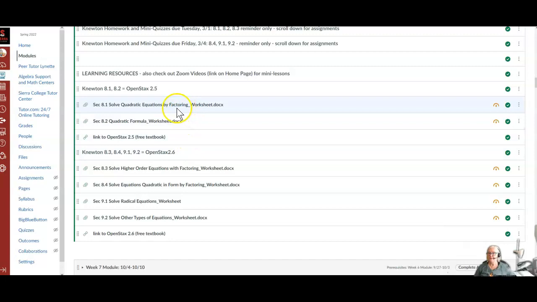And you can see that we're going to be working a lot on solving equations this week. So we'll solve quadratic equations by factoring and using the quadratic formula. Then higher order equations. So this means with higher exponents. And then we have something called quadratic in form. So if you haven't seen this before, allow a little extra time for this section. Then solving radical equations, hopefully will be a refresher. And then solving other types of equations that you need to be able to solve.